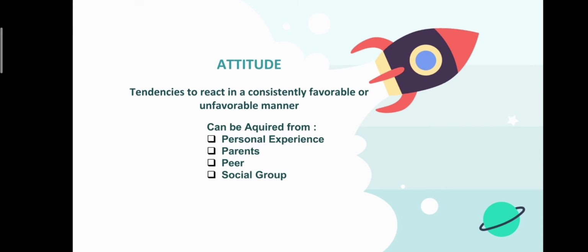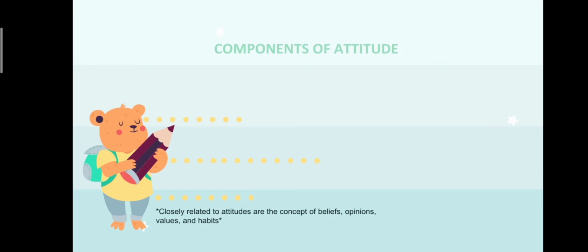Attitude can be acquired from personal experience, parents, peers, and social groups. Once learned, attitude becomes an established part of the individual. Behavior accountants need to know about attitude in order to understand and predict behavior. Next is components of attitude.